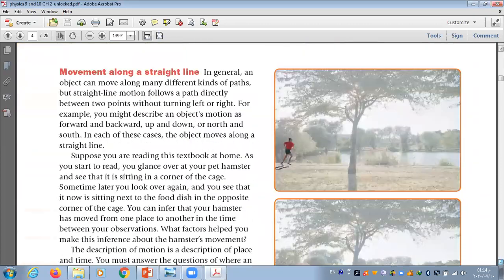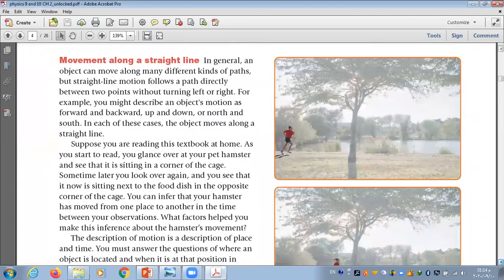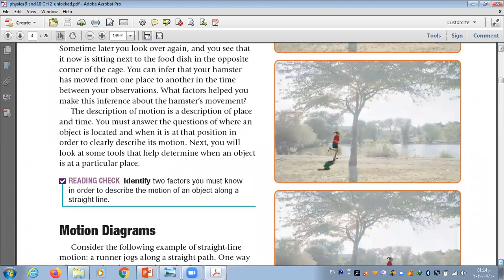Then we also talked about the factors. This question said: identify two factors you must know in order to describe the motion of an object along a straight line. Who can answer this question? Let us see more different persons. Abdul Karim. Ayman.